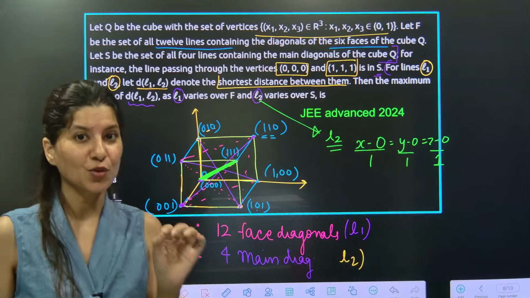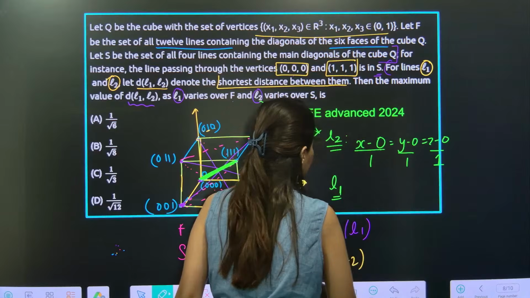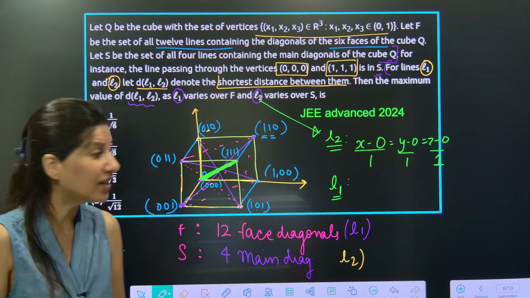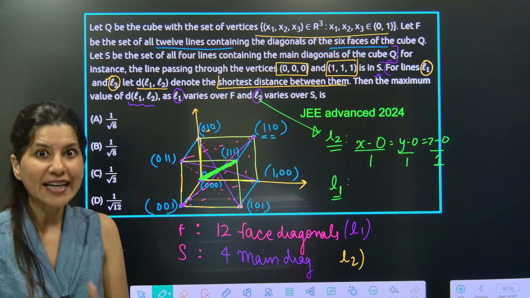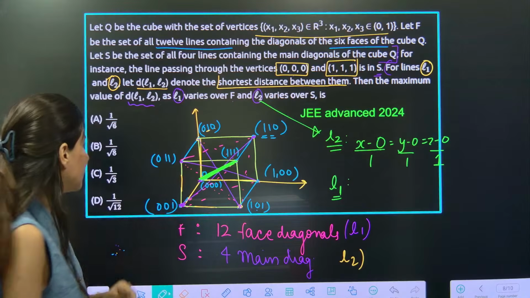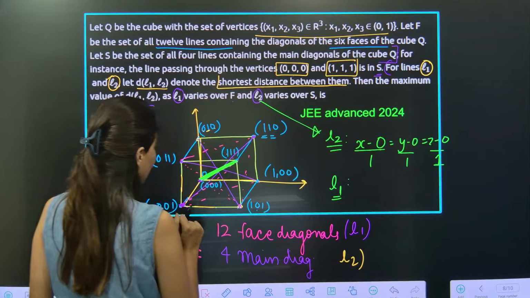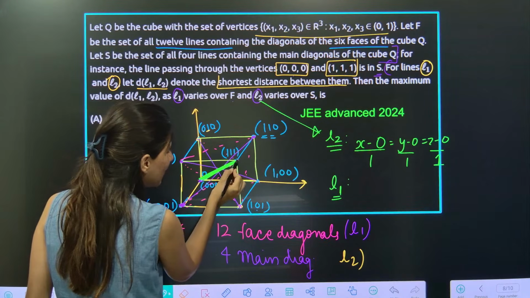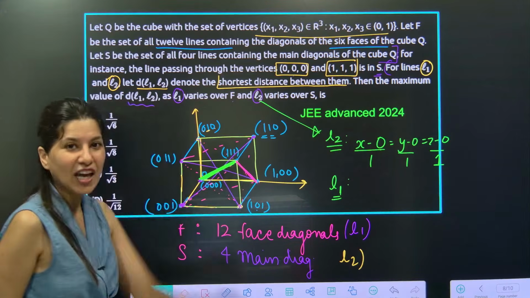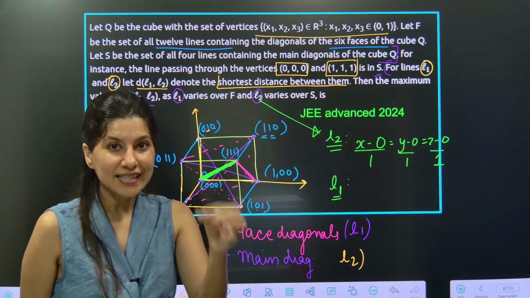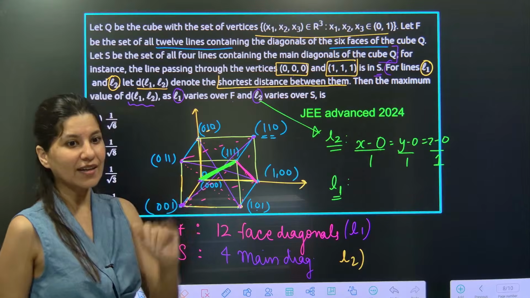Now, please note, understand L2. And this is L1. We have to choose our main diagonal in such a way that distance should be maximum. Now, please note that main diagonal I am using by pink color. If I use this as main diagonal, my distance between them will be 0, because these two are intersecting lines. Okay, so this I can't use.